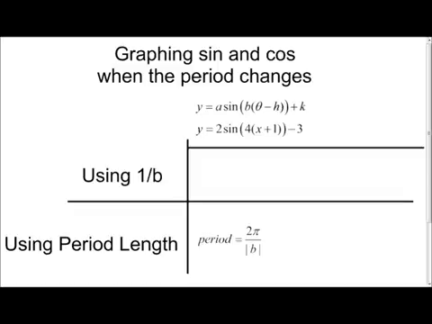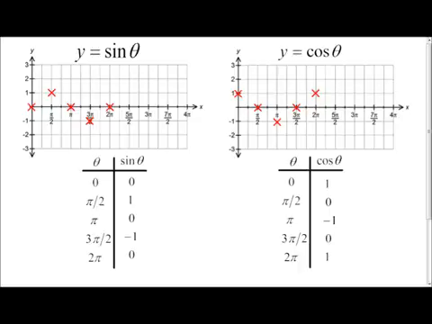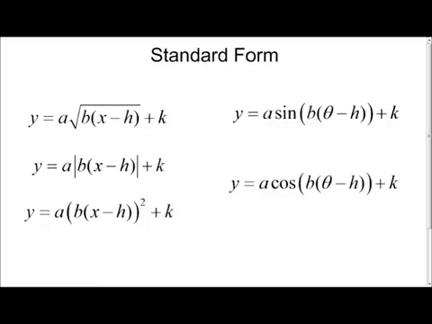Now, we're under a couple of assumptions here for prerequisites. One is that you have the parent functions committed to absolute memory for y equals sine theta and y equals cosine theta. You also have to know their graphs and their tables pretty well. These tables are important. They're just the representations in discrete form of the graphs. Another thing you need to be able to do is understand the standard forms of sine and cosine.